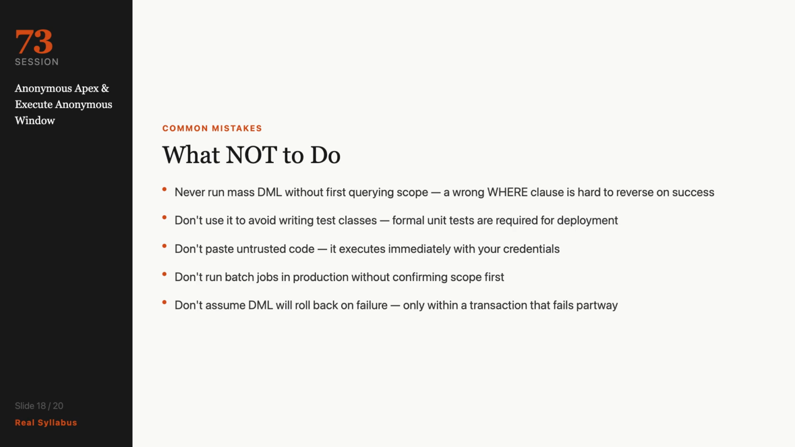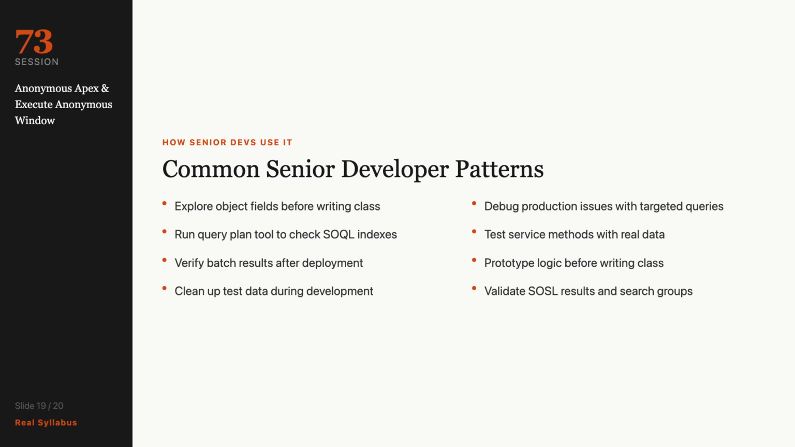Senior Salesforce developers use Execute Anonymous constantly. They use it to explore what fields exist on an object before writing a class. They use it to run the Query Plan tool, from Developer Console, Help, Query Plan, to check whether a SOQL query will use an index. They use it to verify the result of a recently deployed batch job by querying records that should have been updated. They use it to clean up test data during development, querying for records they created during testing and deleting them in a few lines. It is the fastest debugging and verification tool in the Salesforce Development Toolkit.